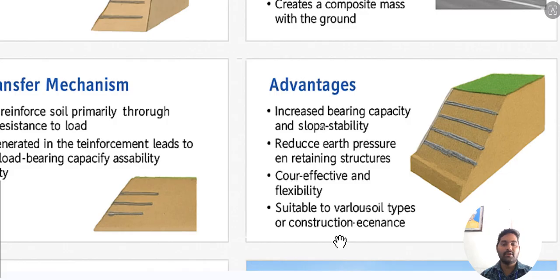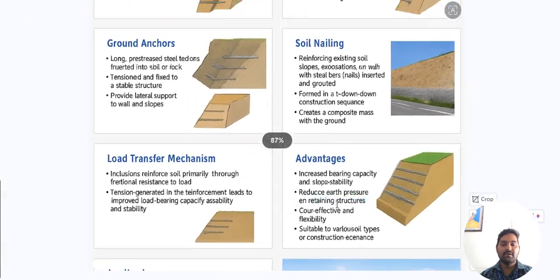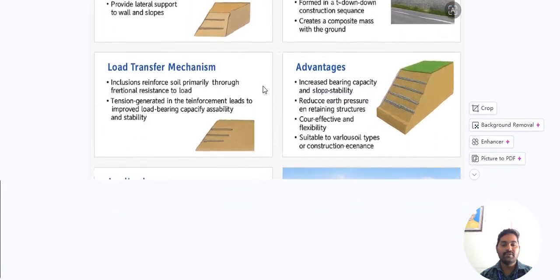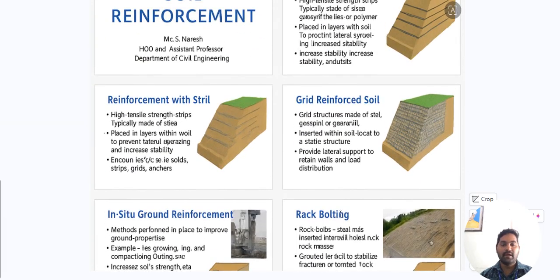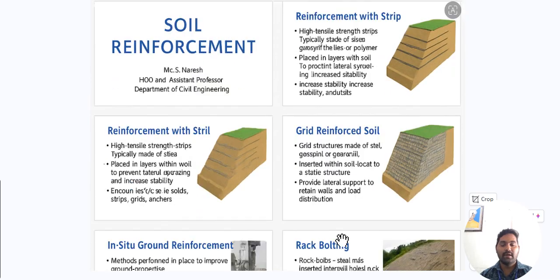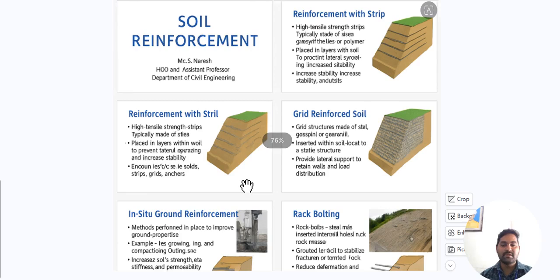So cohesive soils are not preferred because they have less bond when compared to the cohesionless soils. Cohesionless soils have less bond, so here we go for this type of technique in the case of cohesionless soils, or maybe rock masses which have weak strength. So likewise, if you see here, there are different types: rock bolting, soil nailing, and also grid soiling, and this is a technique. It's very important.